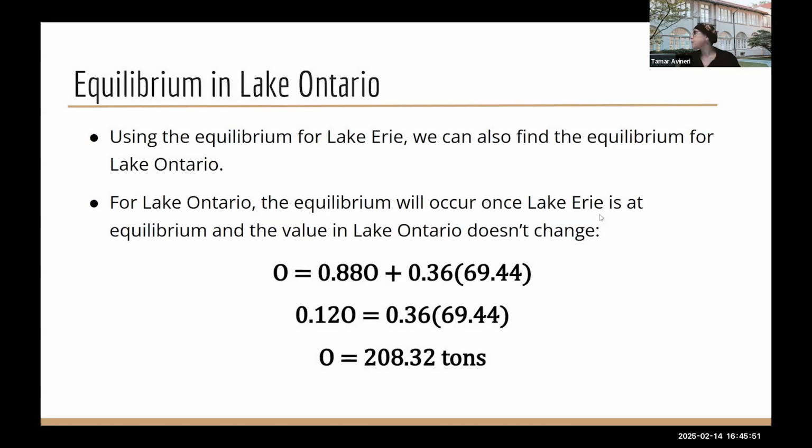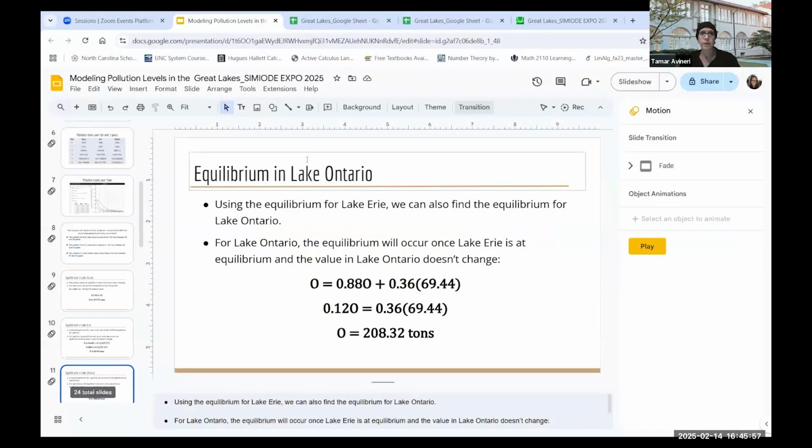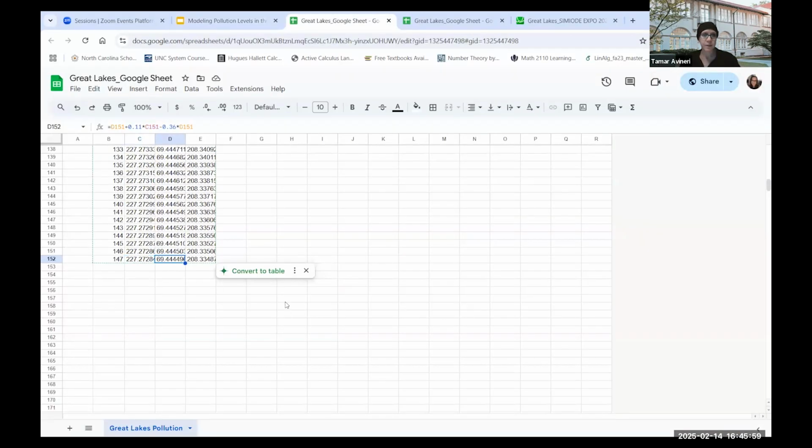And similarly with Ontario. And I'll go back to the spreadsheet. Yep, so we have 69.44 and then 208.33, confirmed.